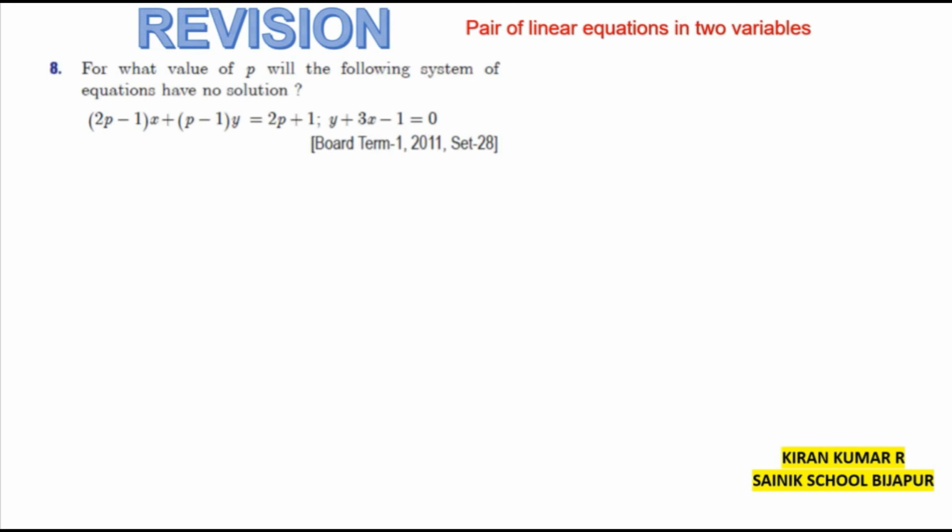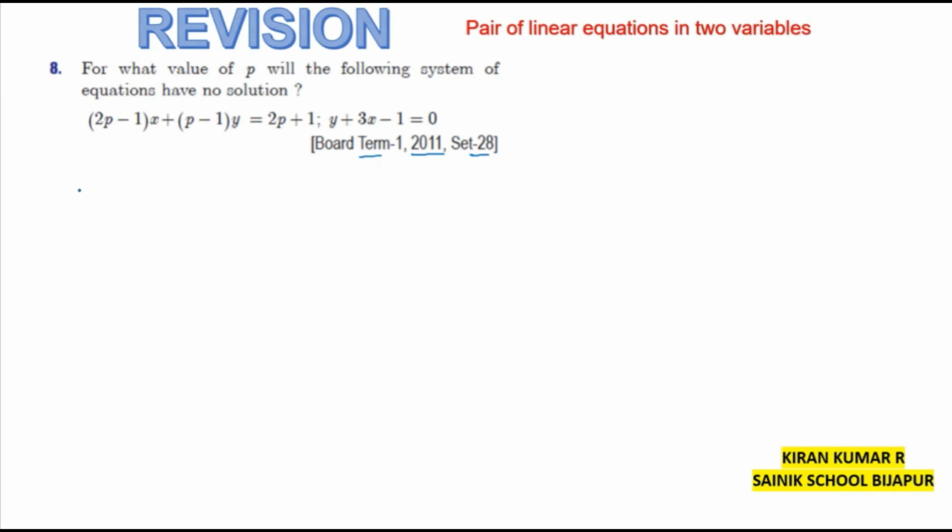Let us solve one more question before winding up this session. Question number 8. For what value of p will the following system of equations have no solution? You must know that no solution will be there when the given lines are parallel to each other. This question is also one of the important questions. It is asked in the board examination.